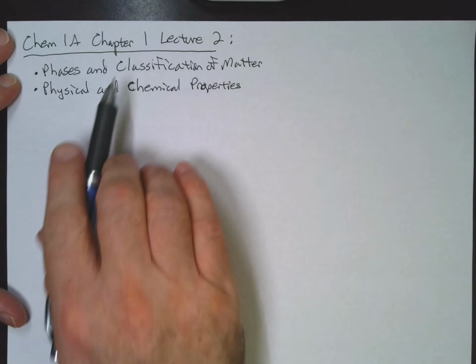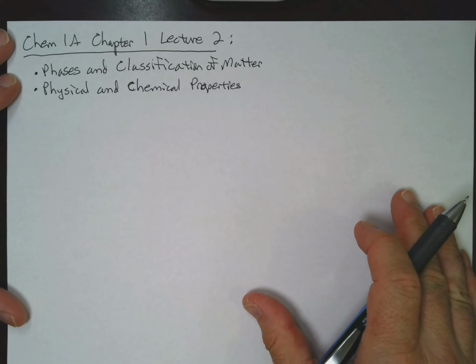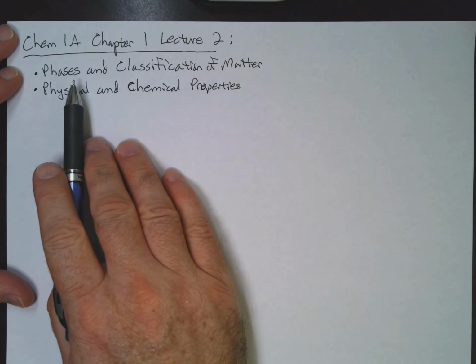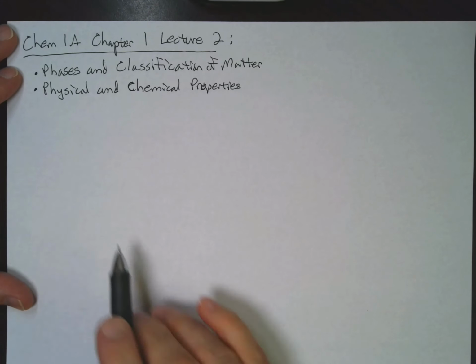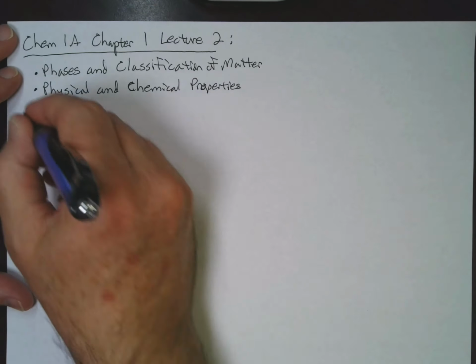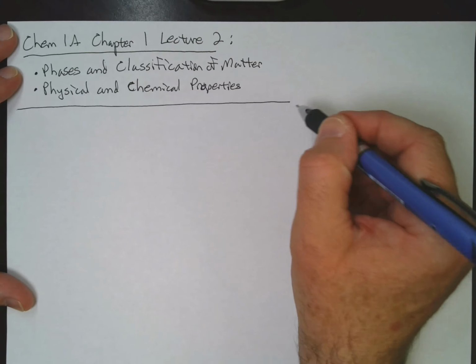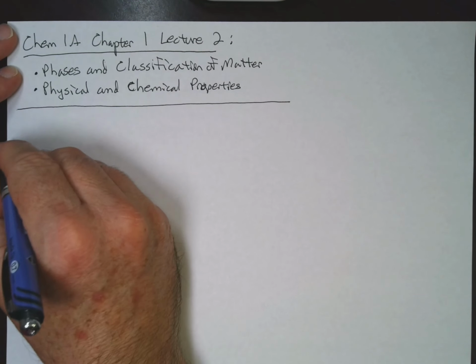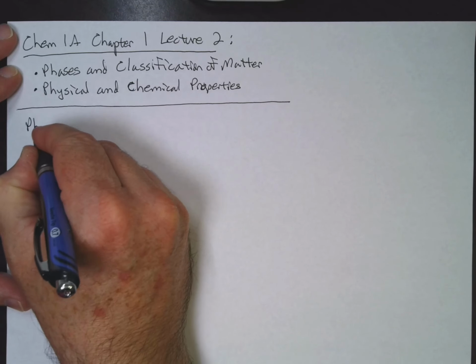And in this lecture video on Chapter 1, Lecture 2, we'll take a look at a couple of major concepts here. One is phases of matter and classification of matter, and then we'll also look at physical and chemical properties. So let's look at some phases of matter.